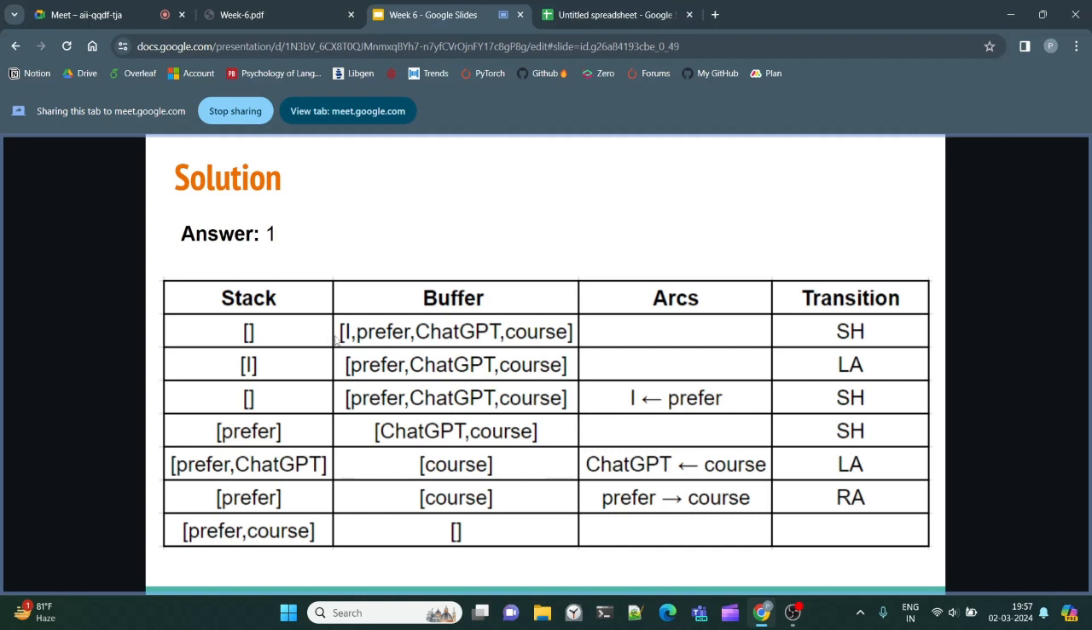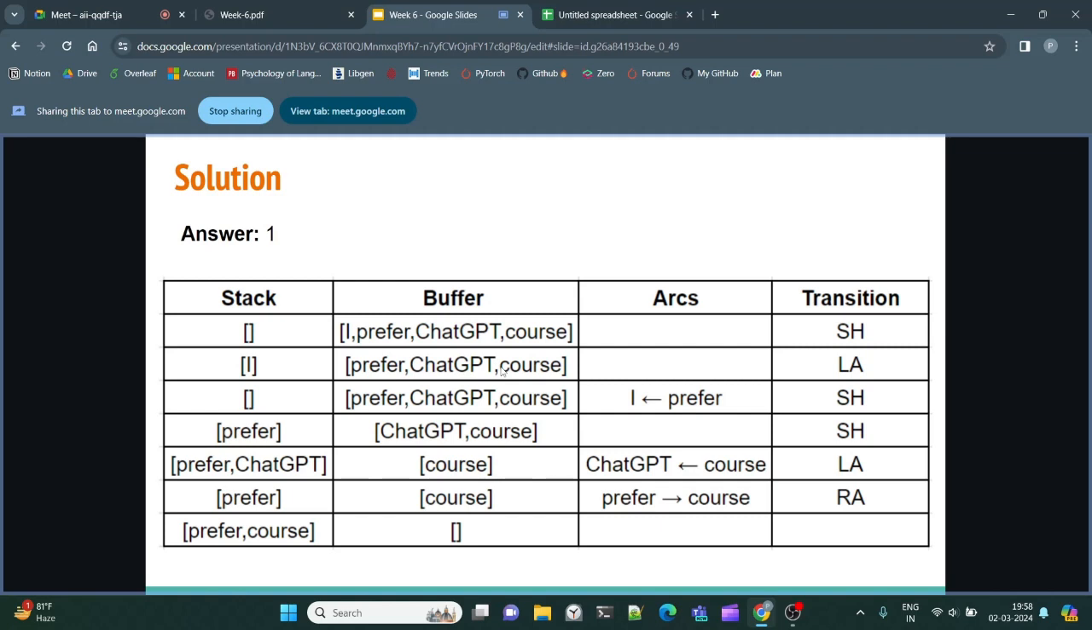In the shift operation, I take the word at the top of the buffer and push it to the top of the stack. So that is what I'm doing: first I'm doing a shift transition. After this, the next intermediate configuration is that I have I in the stack, and prefer, ChatGPT and course, these three words, in the buffer.